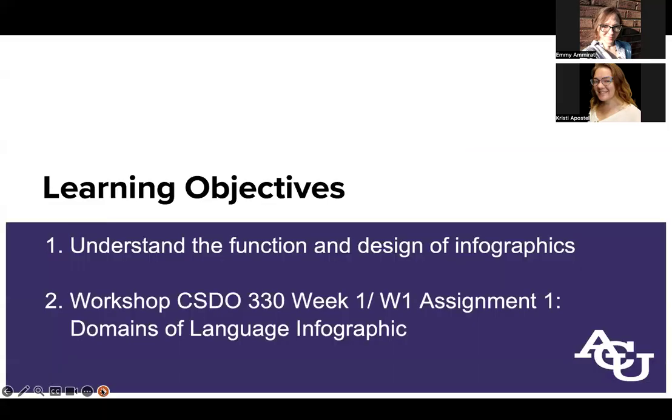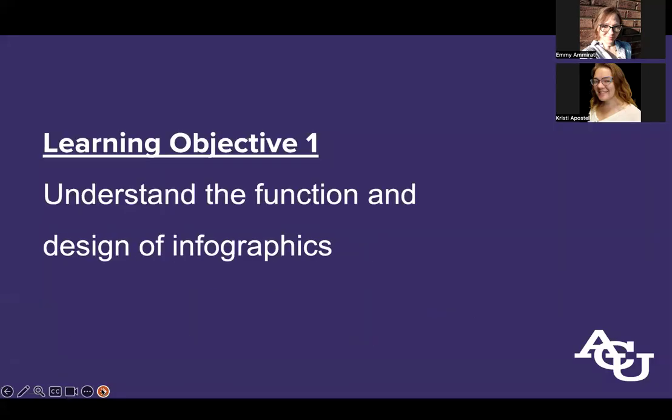So now that we've done that, let's move on to our current webinar on making a bad infographic. The first learning objective for this webinar is to understand the function and design of infographics. And second, we will workshop CSDO 330 Week 1, Assignment 1, the domains of language infographic. And I'm going to turn it over to Christy to do our learning objective 1.